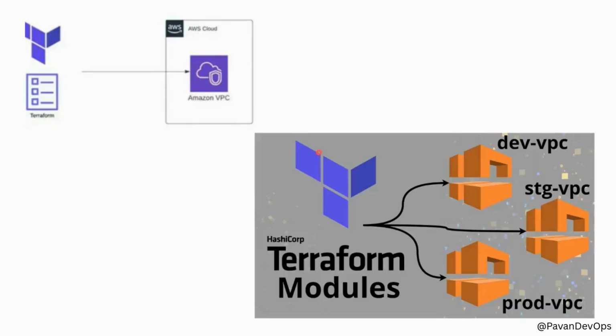Example, suppose I want to implement 3 environments like development, staging, and prod. If I do it manually, I will be clicking 100 times in AWS, but with Terraform, I write the code once and then run it 3 times with different values.